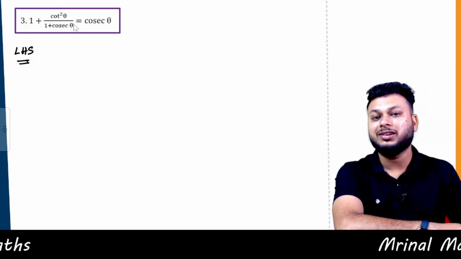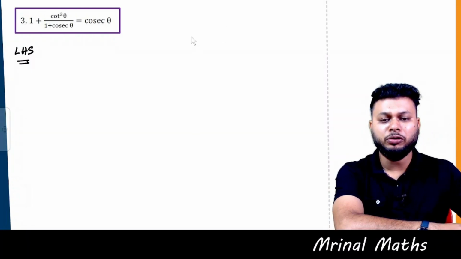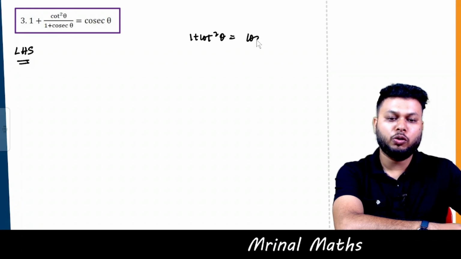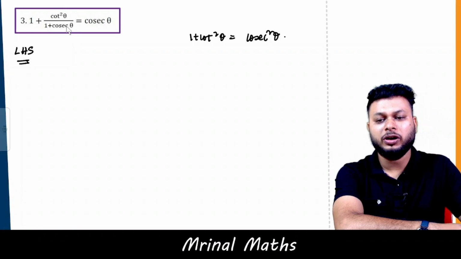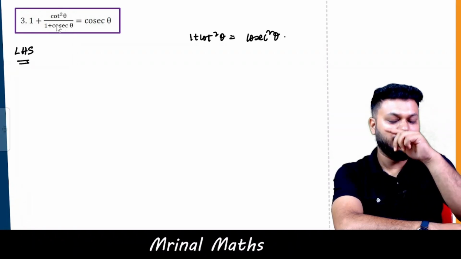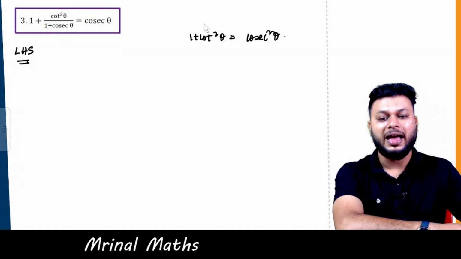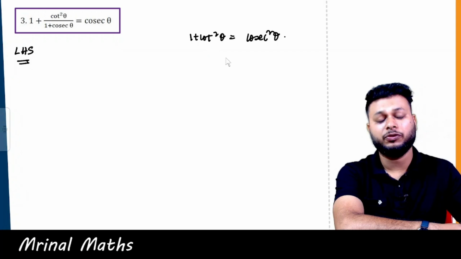Looking at cot square theta, we know that we can use one of the identities. We know that 1 plus cot square theta is equal to cosec square theta. Now if you look at the denominator, it also has cosec. If you look at the right hand side, it is also about cosec. So we can happily change this. We can substitute this cot square in terms of cosec.